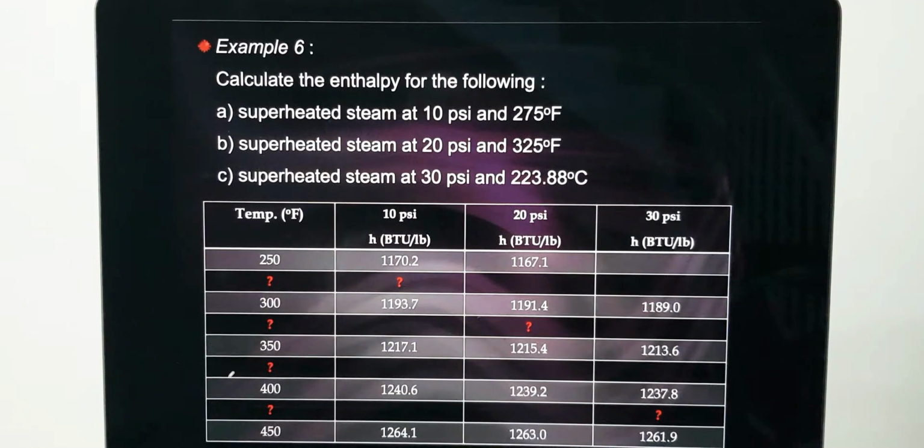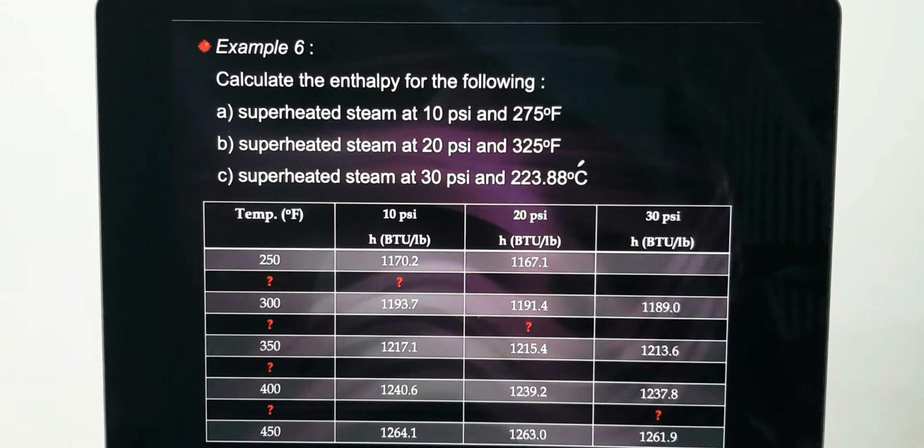Alright, so let's continue with the following examples of steam tables. Now we move on to the superheated steam table. Example number 6. Calculate the enthalpy for the following: superheated steam at 10 psi and 275 degrees Fahrenheit, superheated steam at 20 psi and 325 degrees Fahrenheit, followed by superheated steam at 30 psi and 223.88 degrees Celsius.